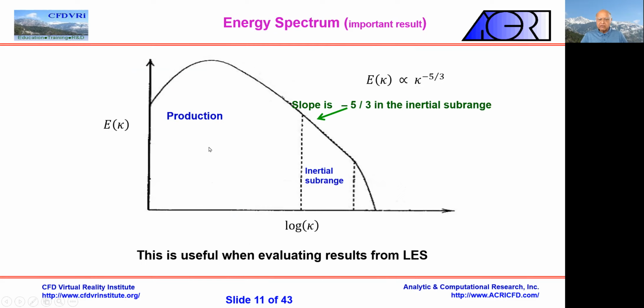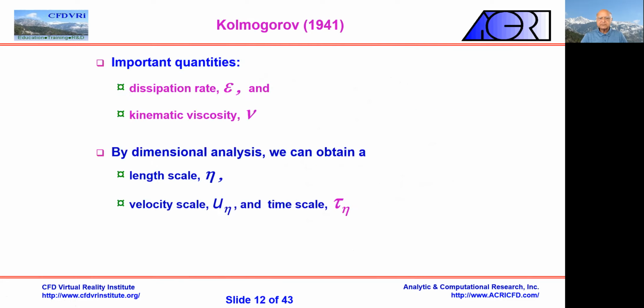This is, of course, for one flow situation. Others would have a different one, okay? But this is for a certain class of turbulence, this is what happens, okay? So this is typical. There's a lot of production in certain states, the production region, and then there is the inertial subrange, and then there's the dissipation region, okay? So in this inertial subrange, you'll find that if you plot log of the energy spectrum versus log of the wave number, you'll get this minus 5/3 slope. Okay, so that's where this number comes from. And this is very useful when evaluating results from the LES. You should get these far away from the walls.